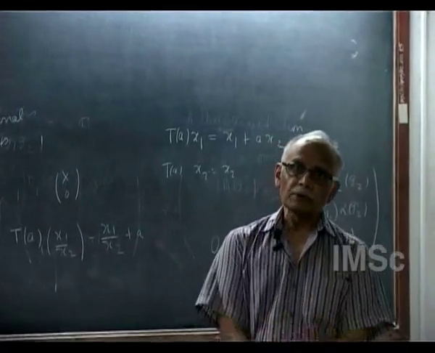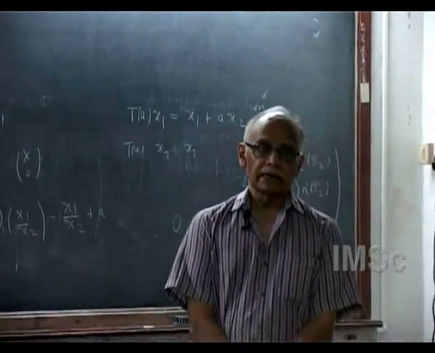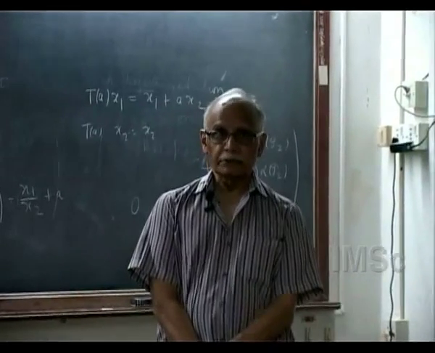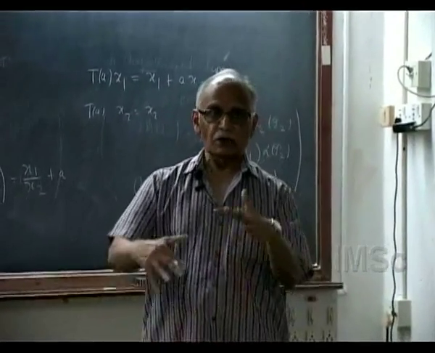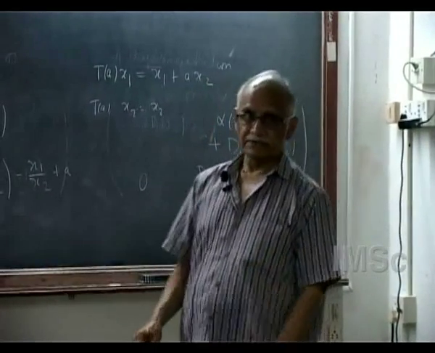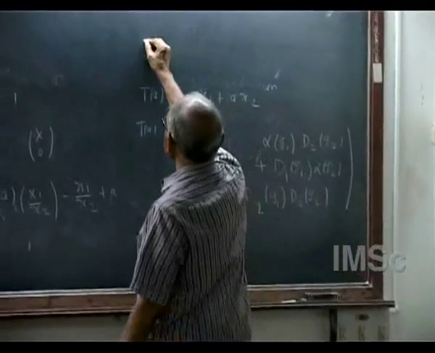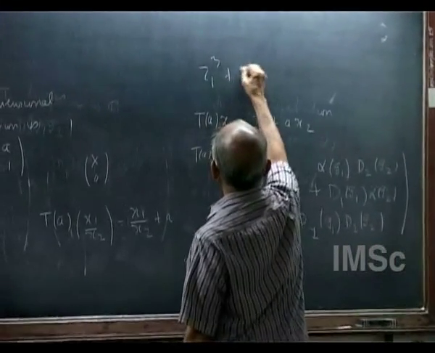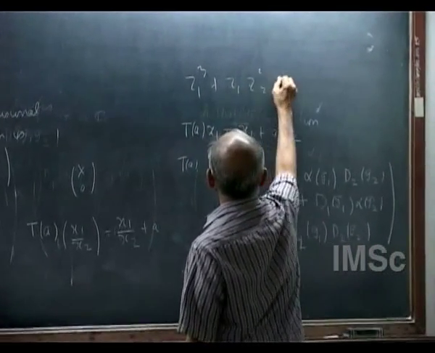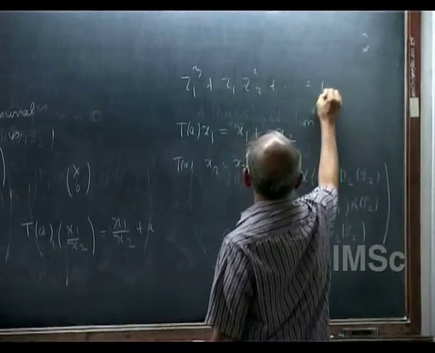People doing algebraic geometry do it all the time. They write some equations in complex variables for a surface. They will write some equation like z1 cubed plus z1 z2 squared plus etc. equal to 0.